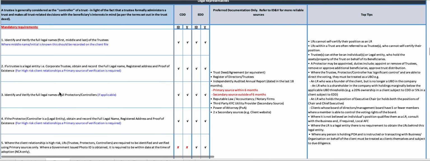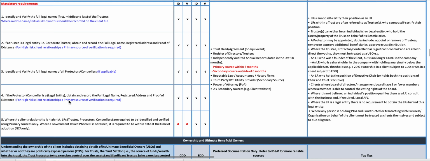Legal reps: you need to identify all your legal reps, first names, last names, middle names, and that's all of your trustees, any corporate trustees, any legal entities, any protectors and controllers. And of course where it's high risk, all your legal reps, trustees, protectors and controllers are required to be identified and verified using primary sources only, or two secondary sources depending on company policy.